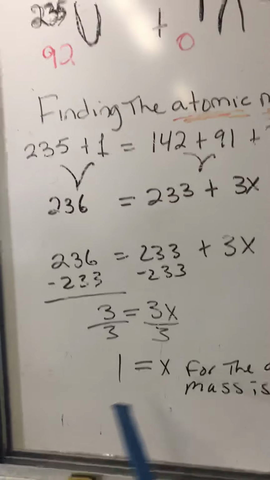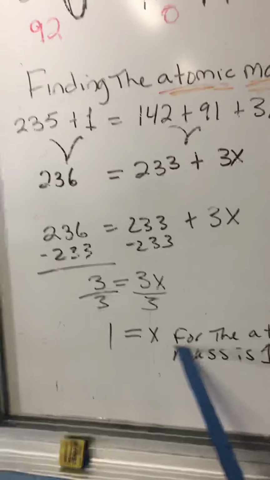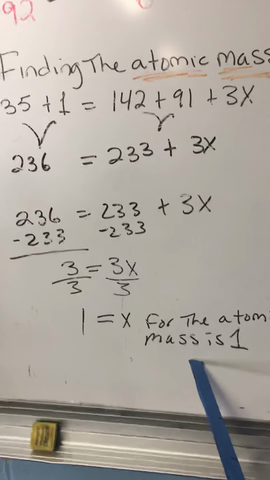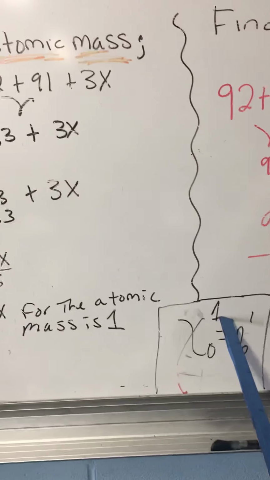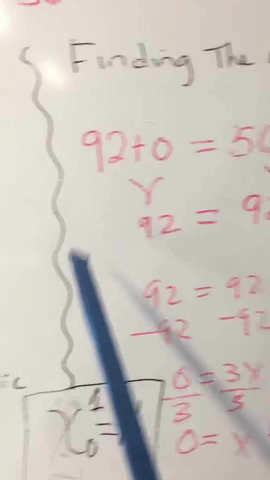Don't forget, 404, 505, 606, 707 is always going to be 1. So x is 1. So x on this side of the equation equals the atomic mass. So whatever my answer is here, x is going to be the atomic mass. So what I did is I put a 1 in part of my answer for x. Now, I like using the variable x, so I stuck with that.